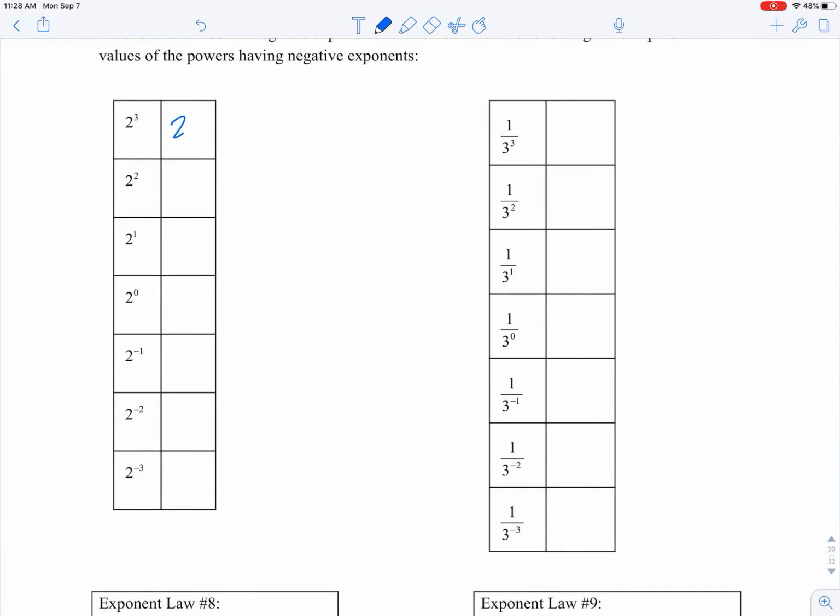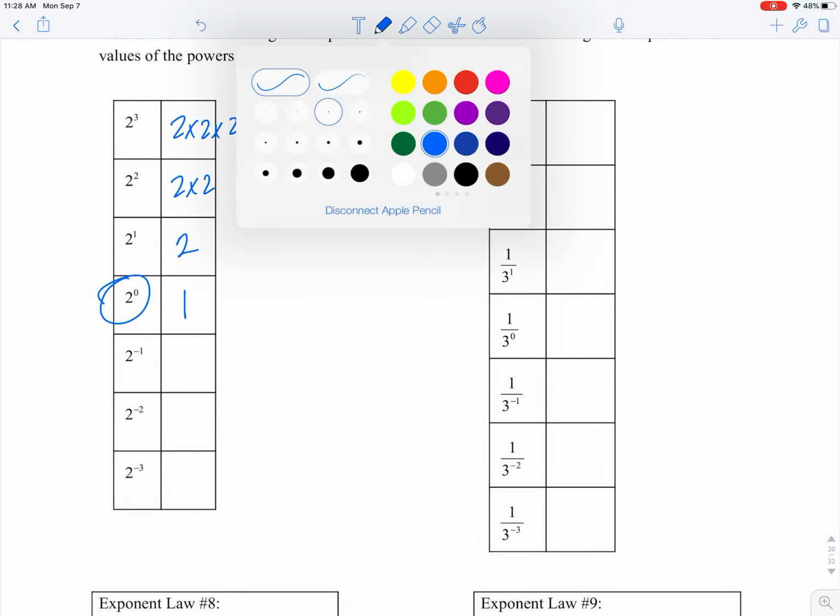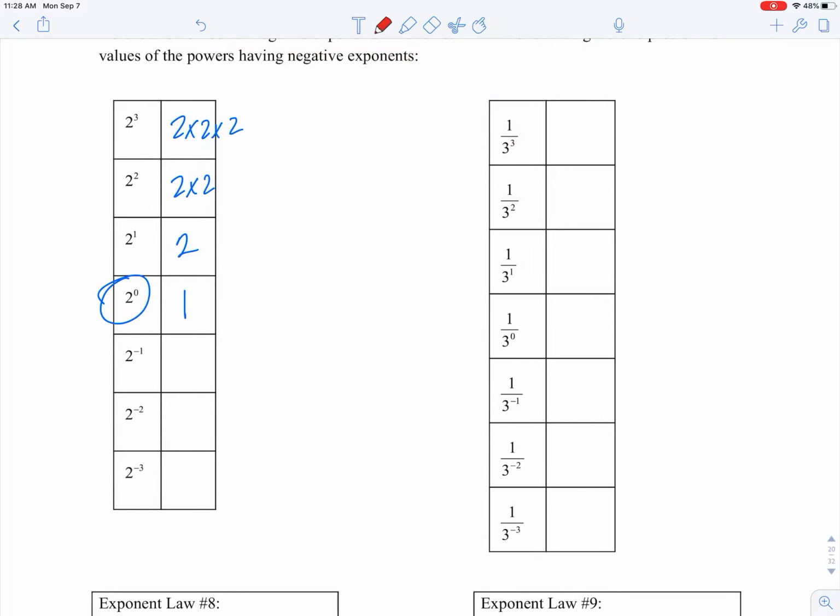So 2 to the 3 is 2 times 2 times 2. 2 to the 2 is 2 times 2. 2 to the 1 is 2. 2 to the 0, well, we figured out last time that anything to the 0 is just 1. 2 to the negative 1. Let's stop. We can now figure out it might be 1 over 2.